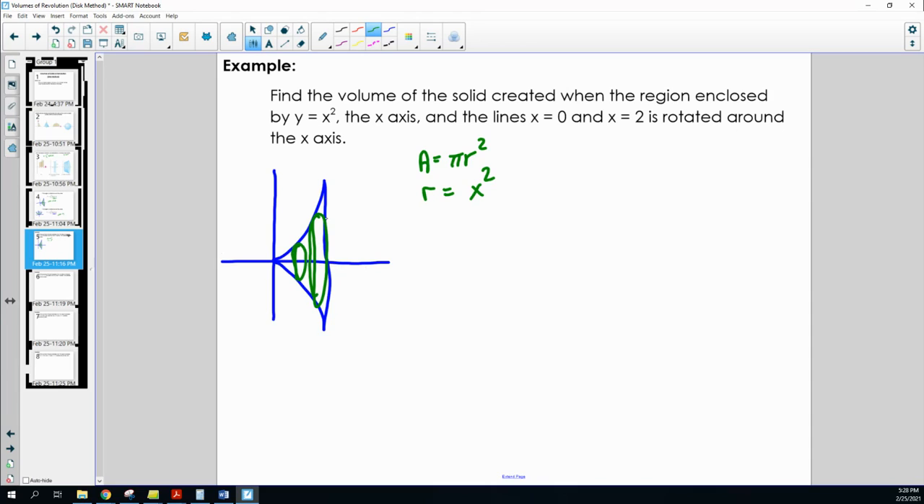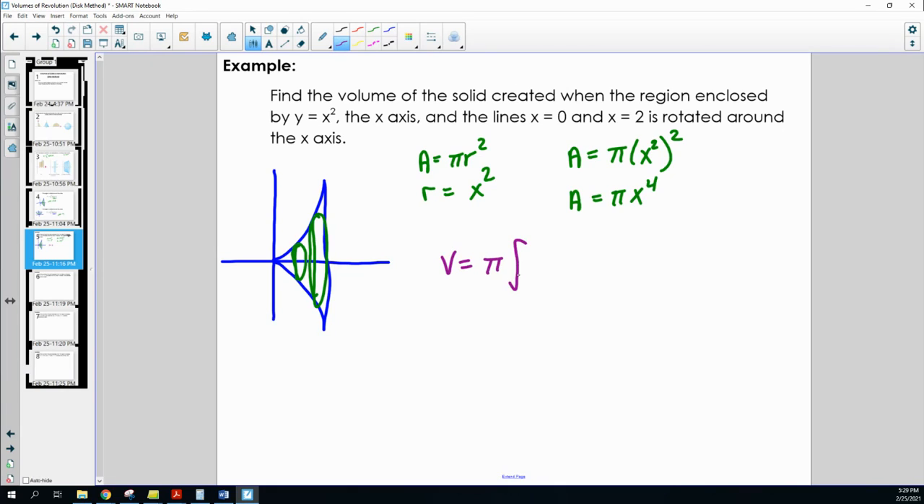So when we are rotating it, right, it creates this full circle. The radius is going to be half the circle, so it's just going to be the function minus 0. So our area, write this over here, is going to be pi times the radius, which is x squared, squared. So our area will be pi x to the 4th. So our volume, I'm going to pull out the pi because that's my constant.